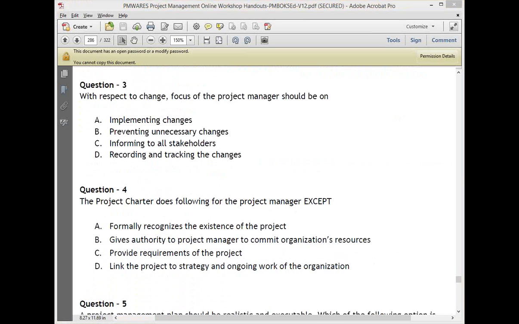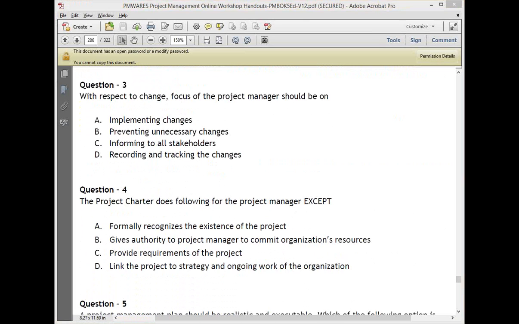Maybe ongoing work is a little confusing, right? But ongoing work is also related to what the organization wants to do actually, isn't it? But the ongoing work and all this should be defined at the very beginning. But I say whether the project is in line with the organization strategy or not, only the charter can say.